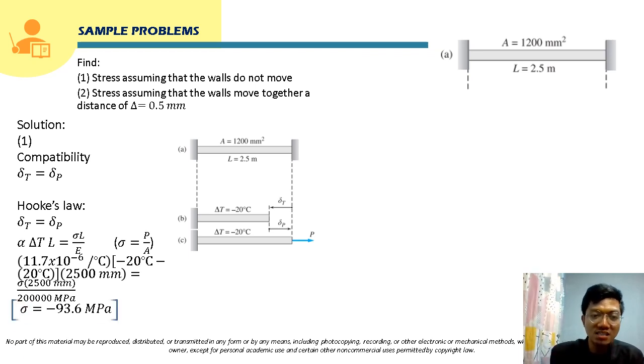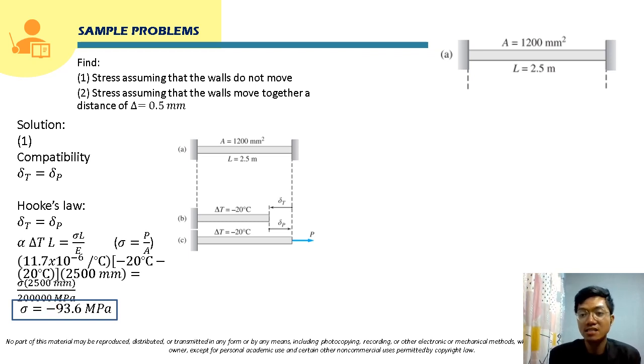So this stress, class, as you can see here, is negative. This is negative 93.6 megapascal. So this is a compressive stress. This negative sign indicates that this is a compressive stress. Okay, so this will now be the stress that we are solving here in number 1.